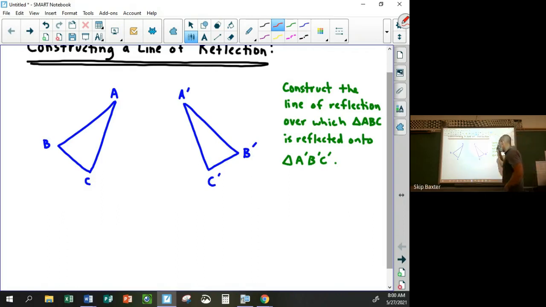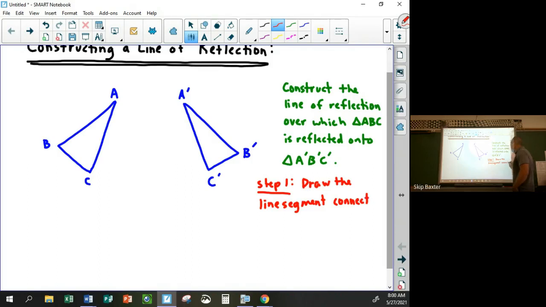Okay, so I'll write out the step-by-step instructions and do it, and then I'll do it once on Delta Math, and then you can get started. So step 1 is to draw the line segment connecting any point with its image point.